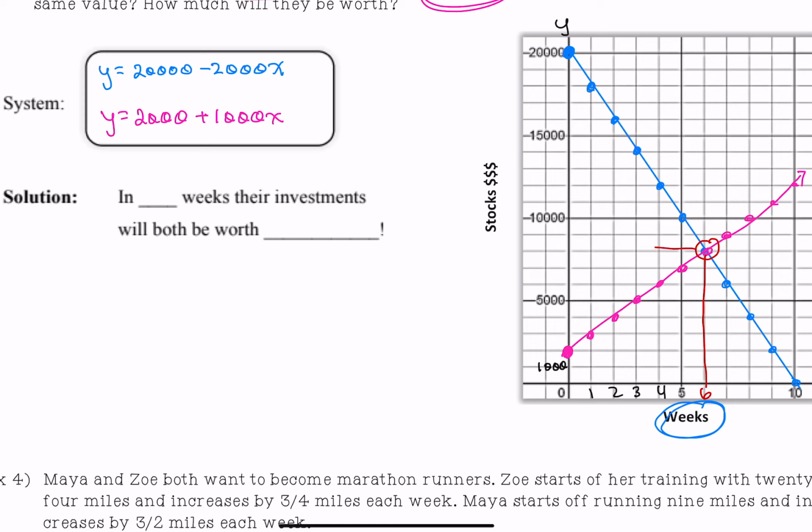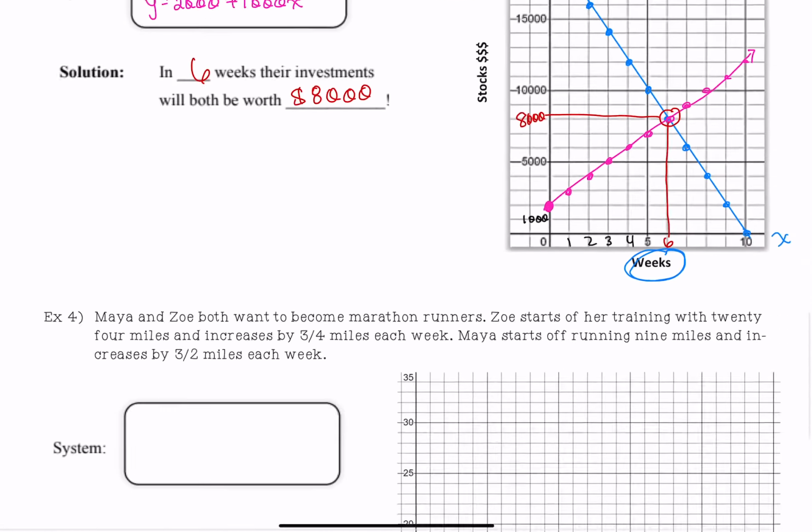And so when I graph this, I get a final answer of, sorry for the train, 5,000, 6,000, 7,000, 8,000. So in 6 weeks, they would both be worth $8,000. All right. Again, with systems, you're looking for where they cross.